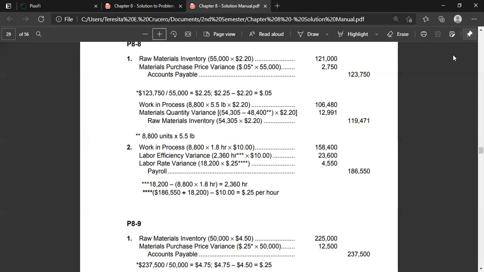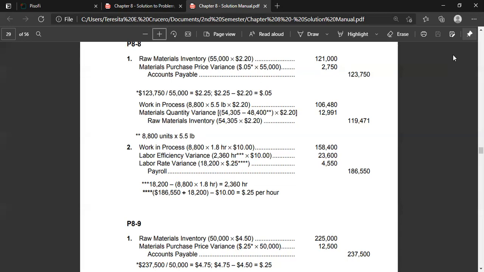Now we are crediting raw materials inventory for the actual 54,305 and the actual pounds used here, and we have the actual cost. So we have now 119,471. For entry number 2, we debit work in process for 8,800 units. That's the actual production. You multiply by the standard hour per unit times 10. That's your standard rate per hour.